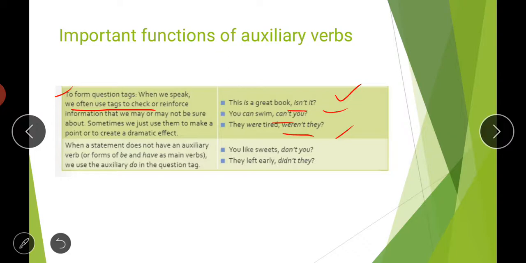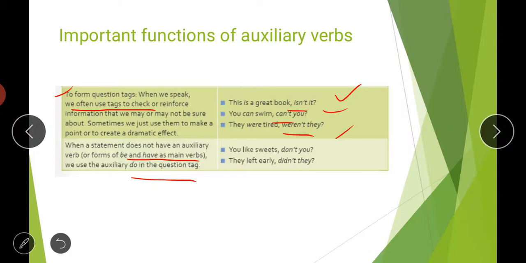Then next is, when a statement does not have an auxiliary verb or forms of be and have as main verb, we use the auxiliary do in the tag question. So look at these examples. You like sweets, don't you? They left early, didn't they? So when a statement does not have an auxiliary verb or forms of be and have as main verbs, we use the auxiliary verb do in the tag question.